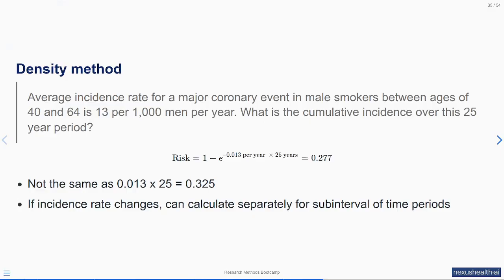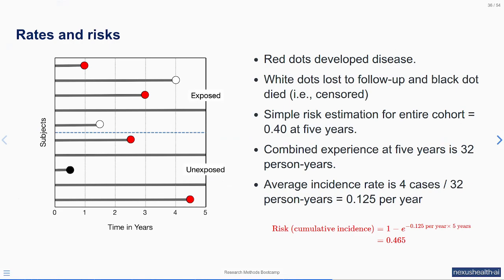So you see the problem with this is that they give us two different estimates. But remember, like we said, this is just an approximation. So if incidence rate changes, we can calculate separately for sub-interval of time periods. So that's what we can do using the density method.